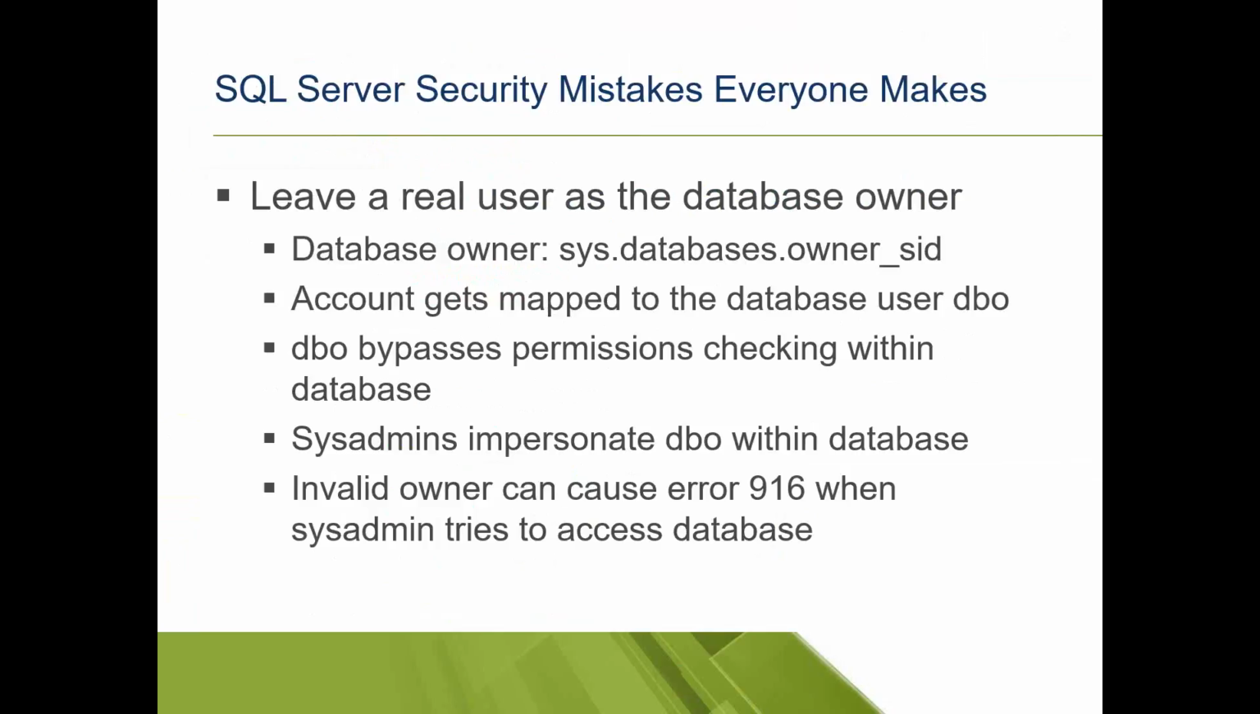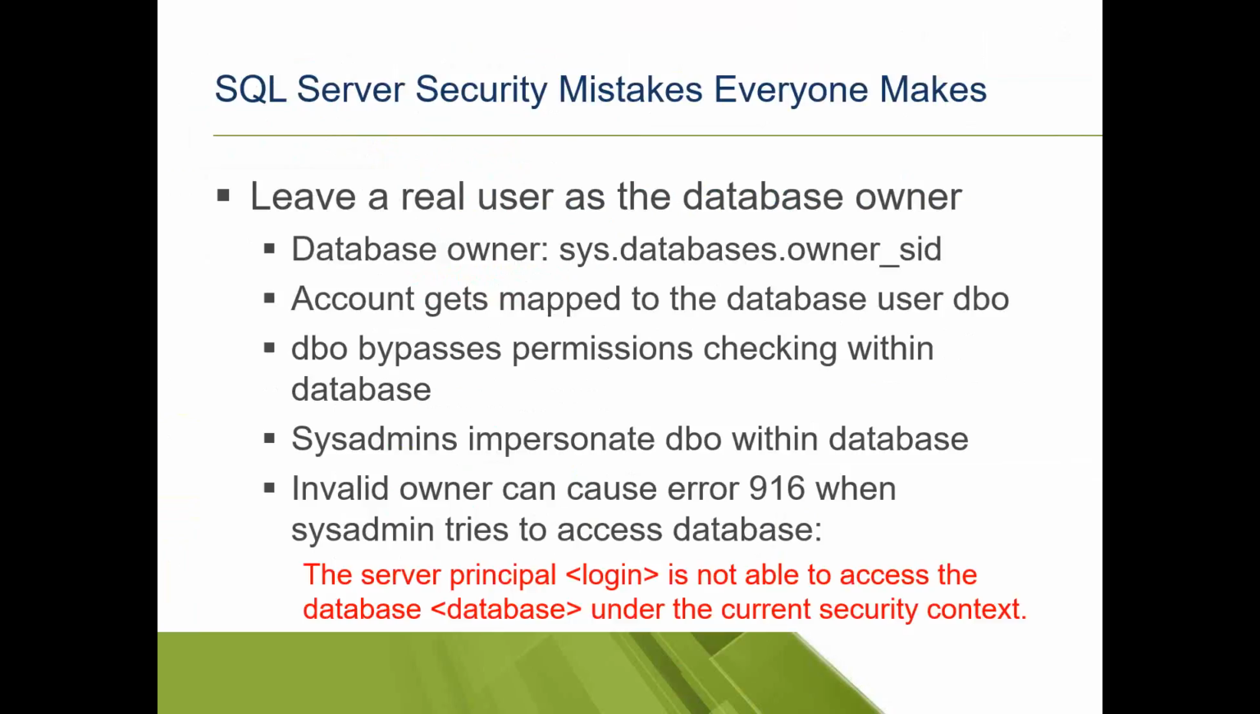So if you have an invalid owner, it can cause error 916 when the sysadmin tries to access the database. I'm sure some of you out there have experienced this. You try to do something in a database, like view the properties or make a change, and you get a weird error saying that you can't do that in your current context. The actual text of the error is: the server principal, and then your login, is not able to access the database, name of the database, under the current security context.